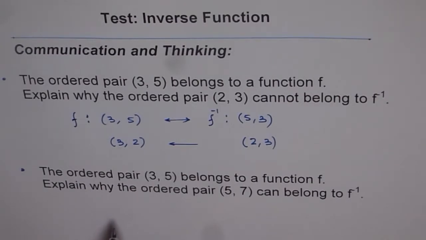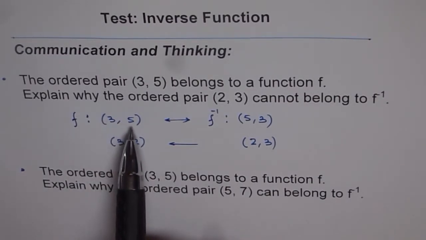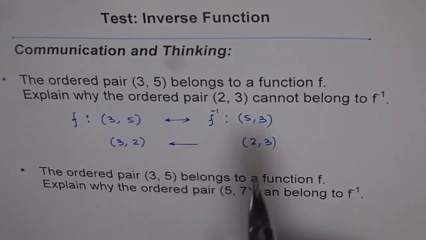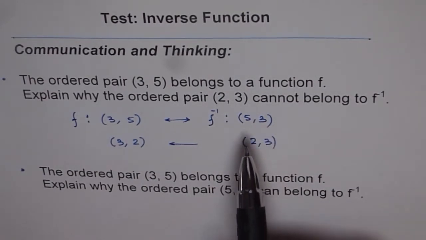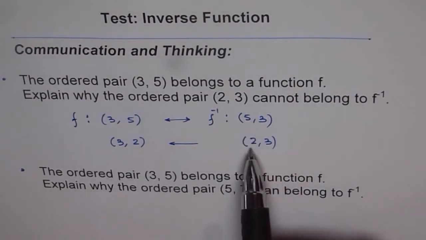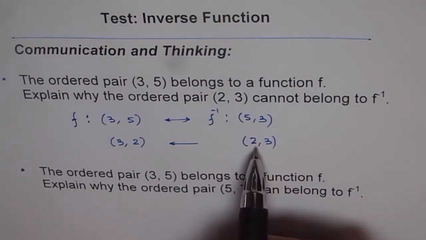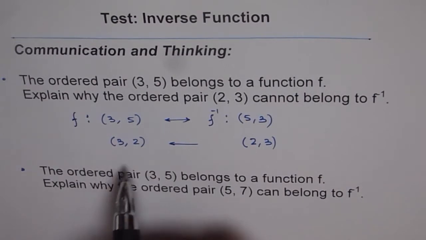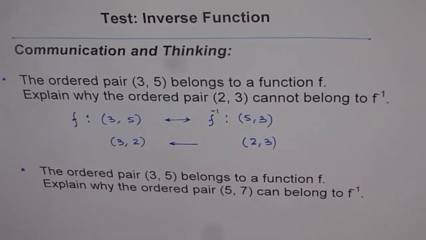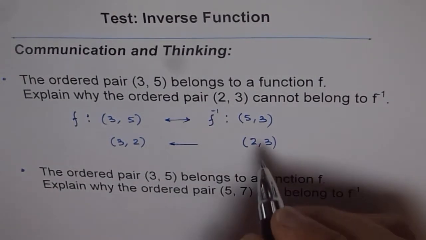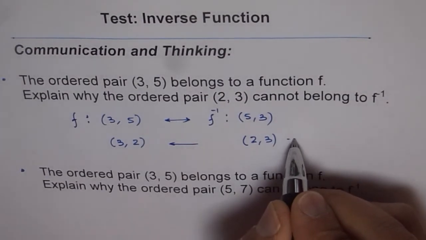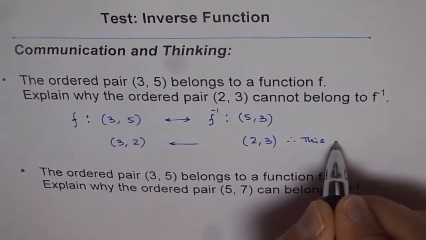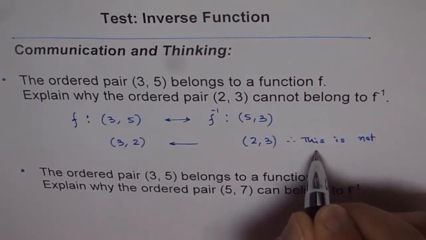Do you understand? If (3, 5) is on the function, then (5, 3) can be on the inverse of the function. That is fine. But if (2, 3) is on the inverse of the function, then corresponding to (2, 3), we should have (3, 2) on the function, right? But if (3, 2) is on the function, then it is no more a function, because at 3 you can have either 5 or 2. Therefore, this is not possible.